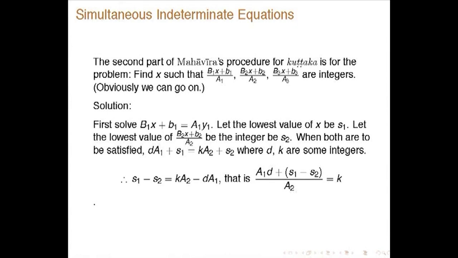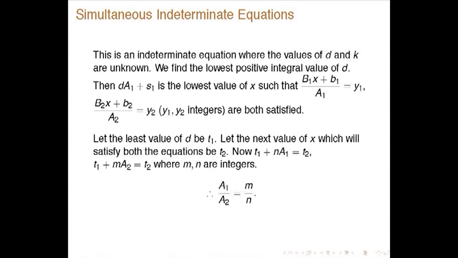So now it is one more kuttaka. You have to solve for d. You are finding d and k such that both the equations are satisfied, right. So you have to solve for integral values of d and k such that this equation is satisfied. It is an indeterminate equation where the values of d and k are unknown. So we find the lowest possible integral value of d, then dA1 plus S1 is the lowest value of x such that this is an integer, and similarly this is an integer. Let the least value be T1.